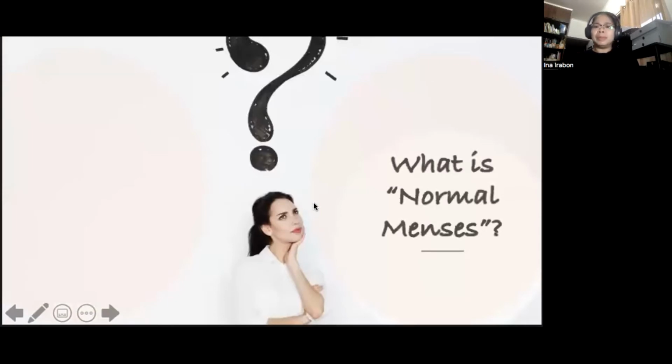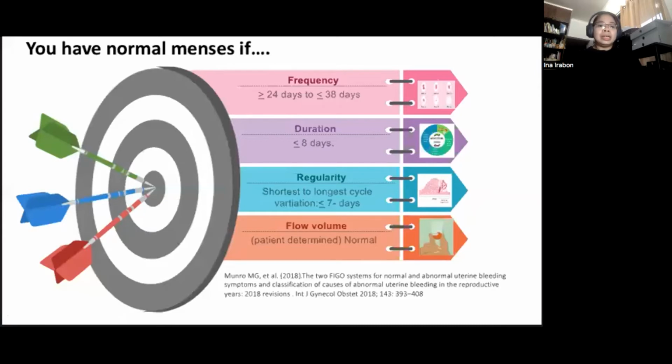So first, what is normal menses? In this latest dissertation by Professor Monroe, which was published in 2018, he defined normal menses as having four components. First, the frequency. The menses must come in every 28 to 38 days. As I previously mentioned, usually the menstrual interval is, on average, 28 to 30 days, but it can be as frequent as every 24 days, or every 38 days, so anywhere between 24 to 38 days. The duration must be at most 8 days only. For regularity, the shortest to longest cycle variation must be less than or equal to 7 days at most. And the flow volume, which is, of course, patient determined, should be normal.